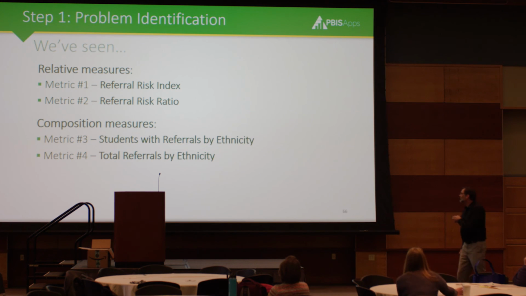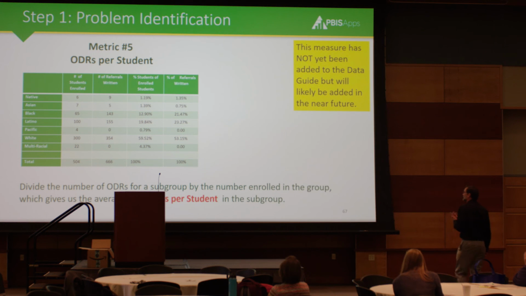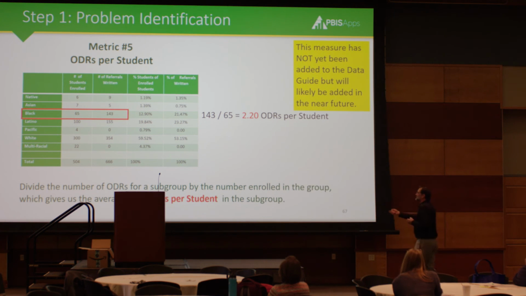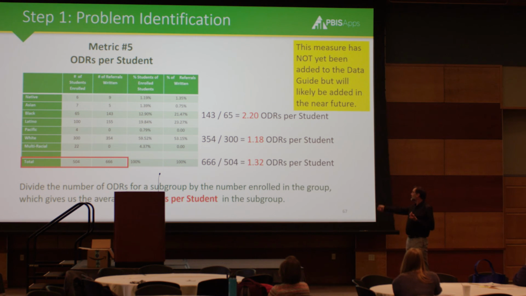So we've seen those, and I mentioned that we would look at one more, and that one's the absolute measure, and it's an easy calculation. We're just going to divide how many referrals by the number of students in the group. So the African-American students have 143 referrals, 65 students for 2.20 ODRs per student. White students have 1.18. The school average is 1.32.